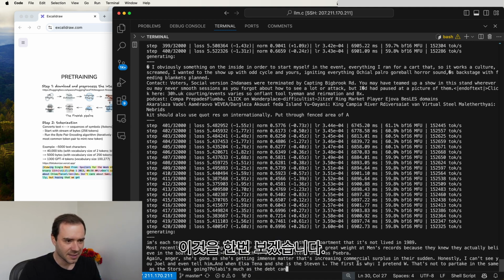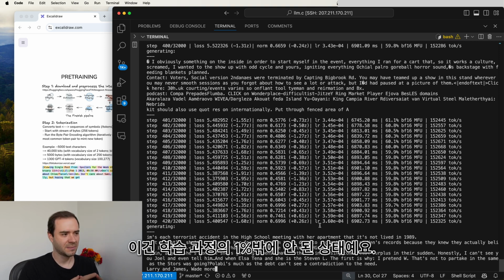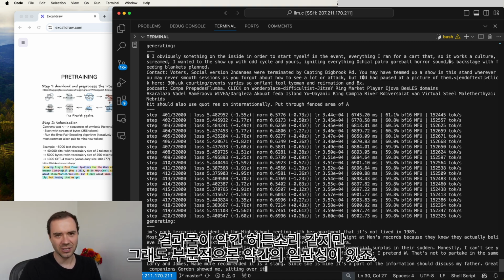So let's just look at this, and you can see that this is not yet very coherent. And keep in mind that this is only 1% of the way through training. So the model is not yet very good at predicting the next token in a sequence. What comes out is actually kind of a little bit of gibberish, right? But it still has a little bit of local coherence.